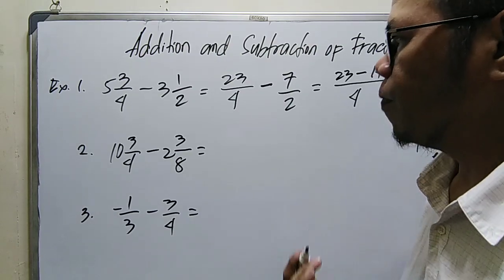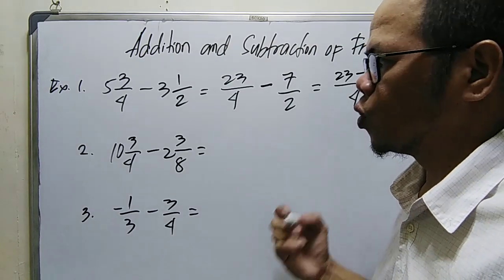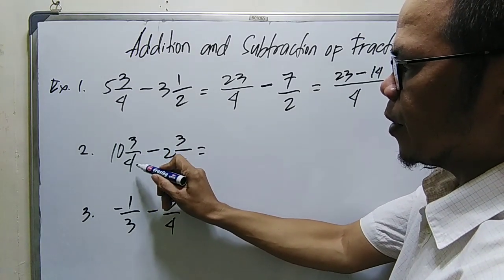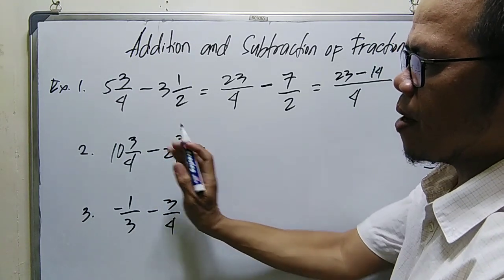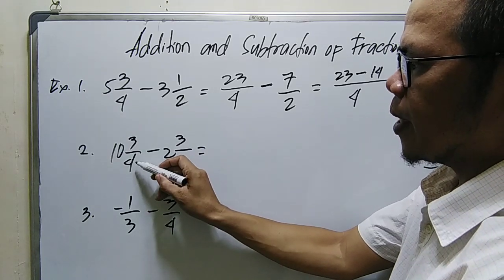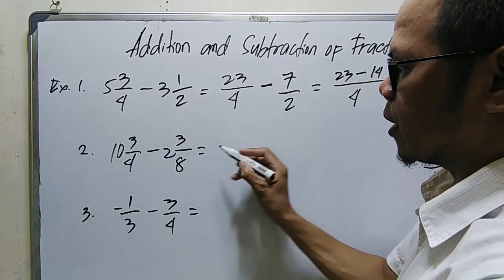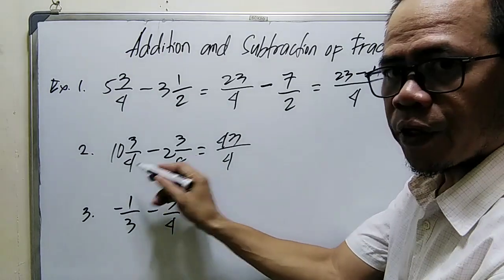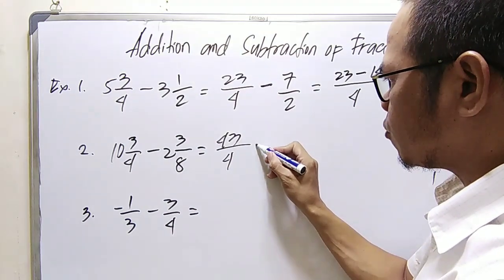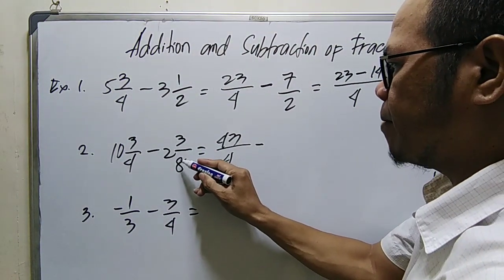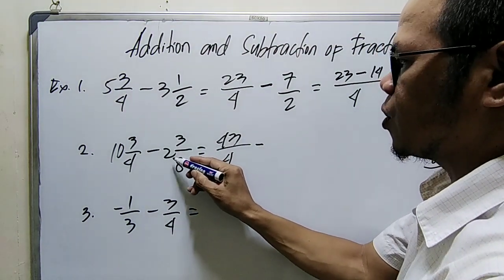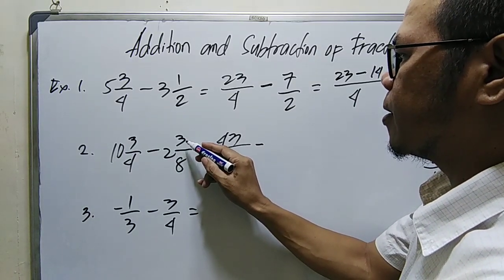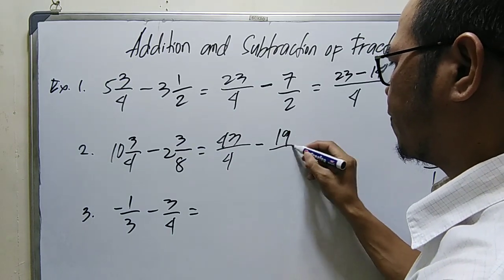Okay, let's proceed to example number 2. So, change muna natin yan. 10 and 3 fourths. So, we have to change this one into improper fraction. So, 4 times 10 is 40 plus 3 is 43. Over 4. Ano yung denominator? Yun ang kopyahin. Next, minus sign. Kopyahin natin yan. So, 8 times 2 is 16 plus 3 is 19 over 8.